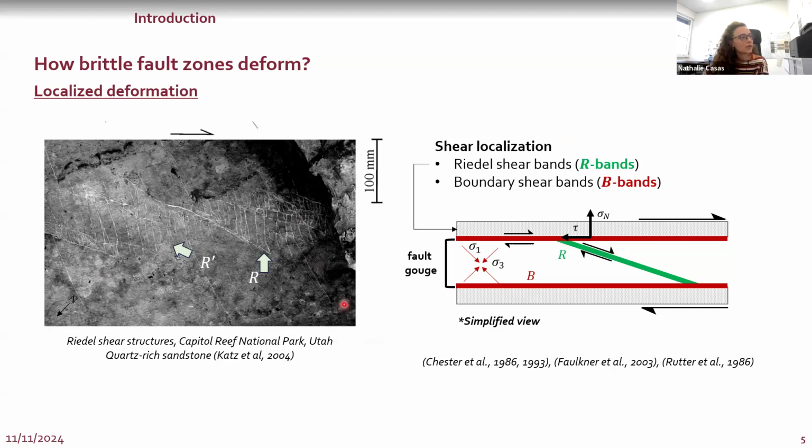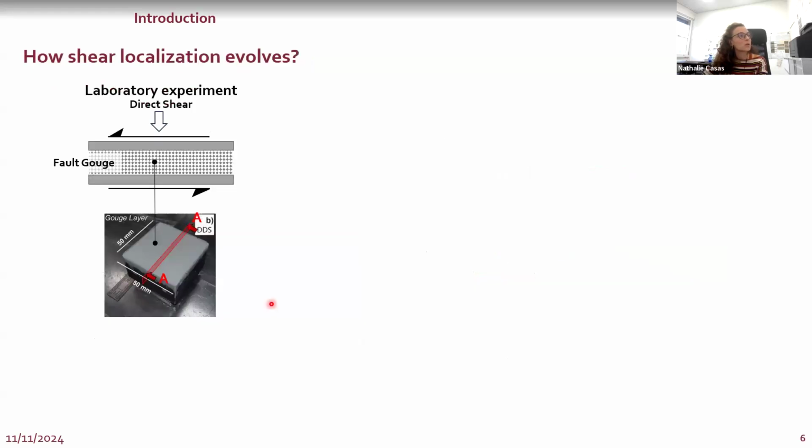All the pictures I showed you from the field are from one instant of the fault, and sometimes it's difficult to understand when they form and how they evolve with fault displacement. To better understand how these shear bands evolve, we can use laboratory experiments, since they are able to reproduce this shear deformation at a smaller scale. One of the experiments we can use is the direct shear experiment, either single direct shear or double direct shear, where we have a fault gouge layer of synthetic powder sandwiched between two metal blocks or two rocks, first compacted, and then we apply shearing to deform this fault gouge layer.